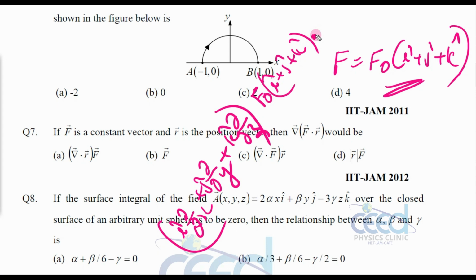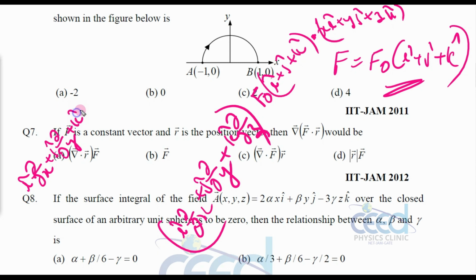All right, what is r? r is equal to x i cap plus y j cap plus z k cap. Now this is equal to i cap ∂/∂x plus j cap ∂/∂y plus k cap ∂/∂z. And this dot product we can calculate: f0 into x plus y plus z, right?